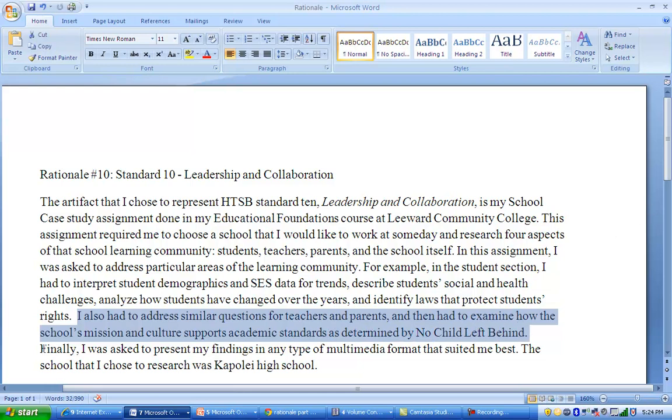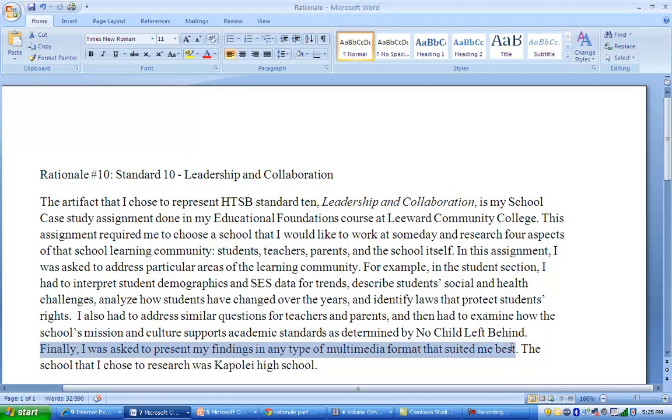Then finally, I was asked to present my findings in any type of multimedia format that suited me best, and the school that I chose to research was Kapolei High School. And that's it. That'll tell the reader exactly what the assignment was and what was required.